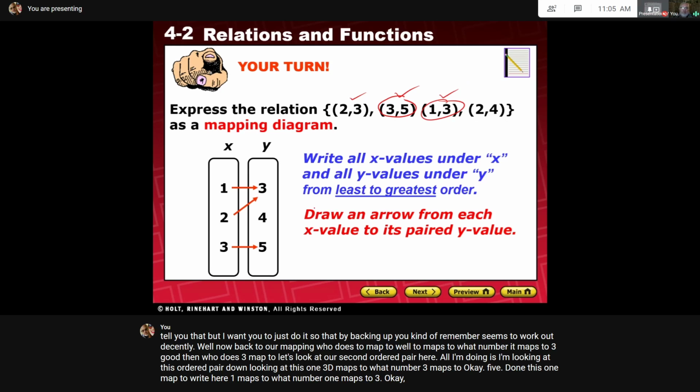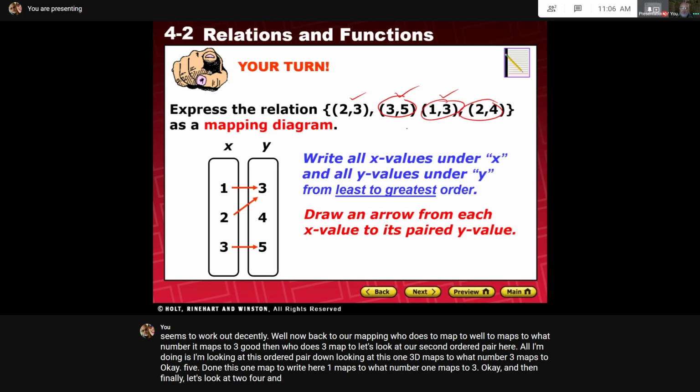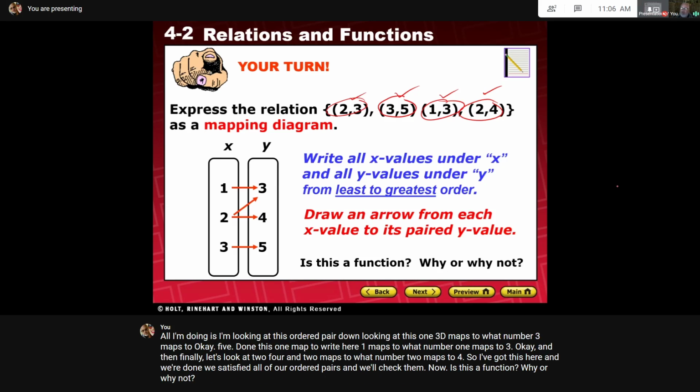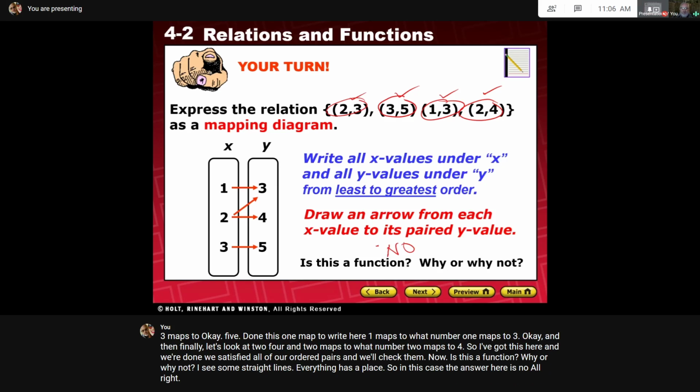And then finally, let's look at 2, 4. And 2 maps to what number? 2 maps to 4. So I've got this here. And we're done. We've satisfied all of our ordered pairs and we've checked them. Now, is this a function? Why or why not? I see some straight lines. Everything has a place. All right, so in this case, the answer here is no. This is not a function.